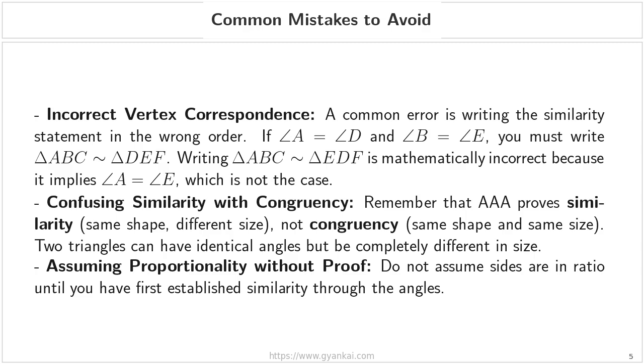Finally, avoid the mistake of assuming proportionality without proof. It might be tempting to look at a diagram and immediately start setting up ratios of the sides. However, you must follow the logical flow we discussed in the previous slides. First, you must establish that the angles are equal using the AAA criterion. Only after you have officially stated that the triangles are similar can you then conclude that the corresponding sides are in proportion. Never skip the proof of angles to jump straight to the sides. Keep these points in mind as we move toward our final summary of the lesson.